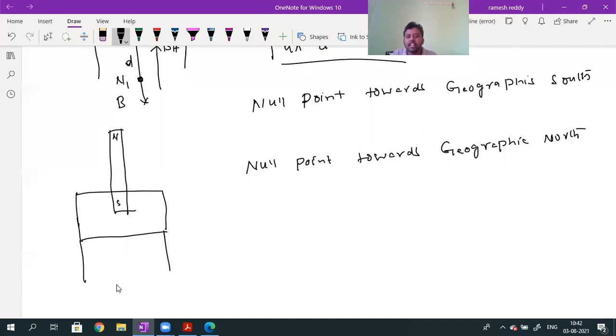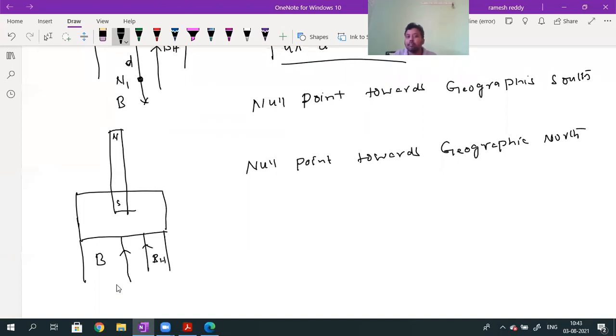Okay? Field lines direction. Due to the south pole, the magnetic field lines are entering. When I consider below, field lines are entering into the south pole. This is the direction of B and this is the direction of BH. Both are in the same direction.